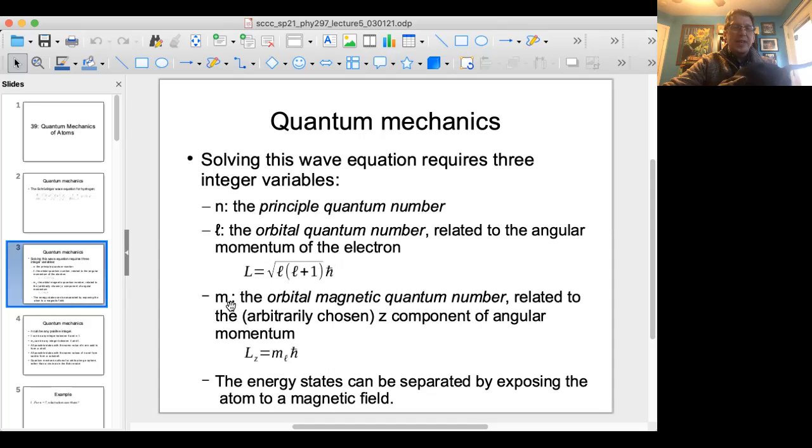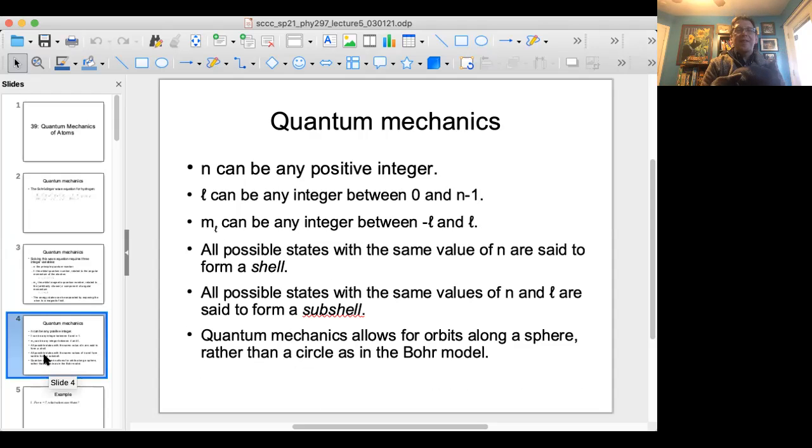And then we have the orbital magnetic quantum number. And that's related to the z component of the angular momentum. So the direction of the magnetic field matters. And so that's equal to the orbital magnetic quantum number, again, multiplied by h bar. And you find these different energy states by exposing the atom to a magnetic field.